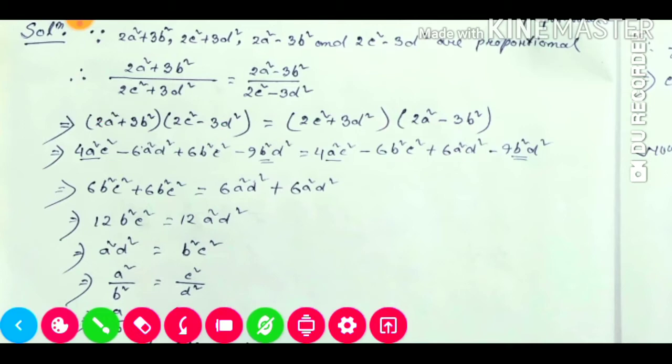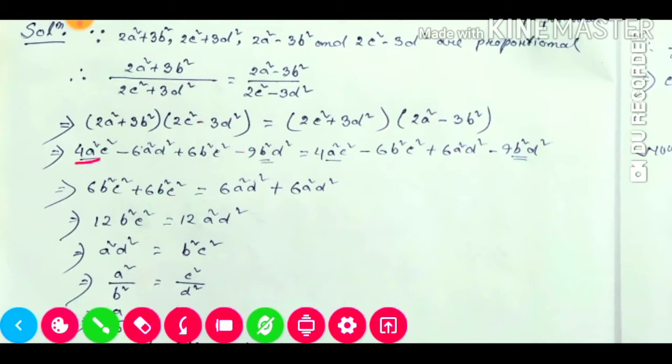Now plus 3b square into 2 plus 2c square. So 2 into 3 is 6, and b square c square. And here plus and here minus, so plus minus will be minus. 3 into 3 is 9, and b square d square. Similarly, this part also we multiply, and you will get this one.